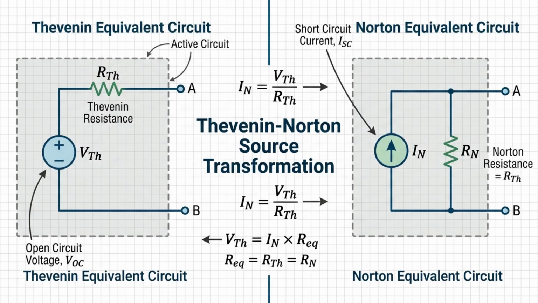The conversion between them is straightforward. The Norton current is equal to the Thevenin voltage divided by the Thevenin resistance. Likewise, the Thevenin voltage is equal to the Norton current multiplied by the equivalent resistance. This direct relationship allows engineers to switch between models depending on which form simplifies analysis.